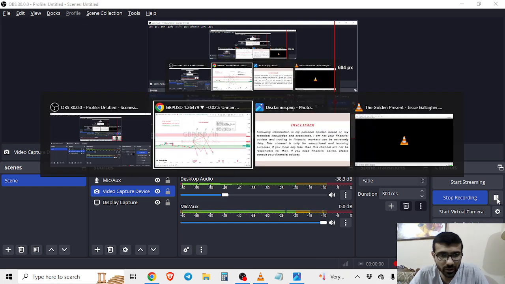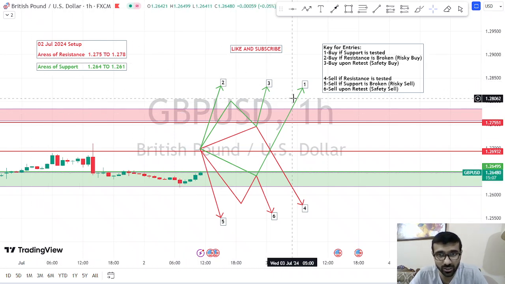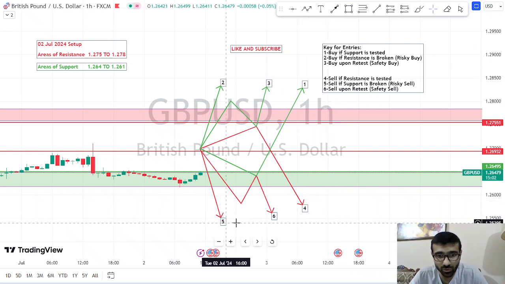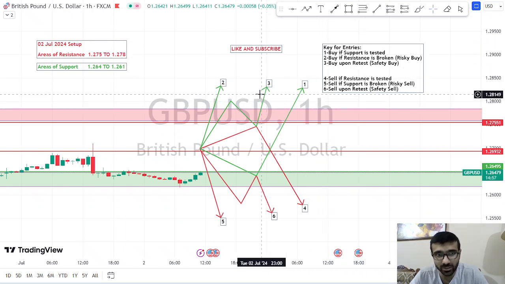So we have moved forward the key for entries for you guys. Just be vigilant. If the market gives us a good opportunity of buying from here, you can take a buying entry as well. But be vigilant that our major concern is to take good selling positions in this GBP USD pair. The areas of resistance and support have remained the same. I have mentioned over here these are as it is, and only the scenarios have been moved forward. So look for scenario number 4, 5 and 6 to be executed as per this key for entries method, and you will be making some good profits.